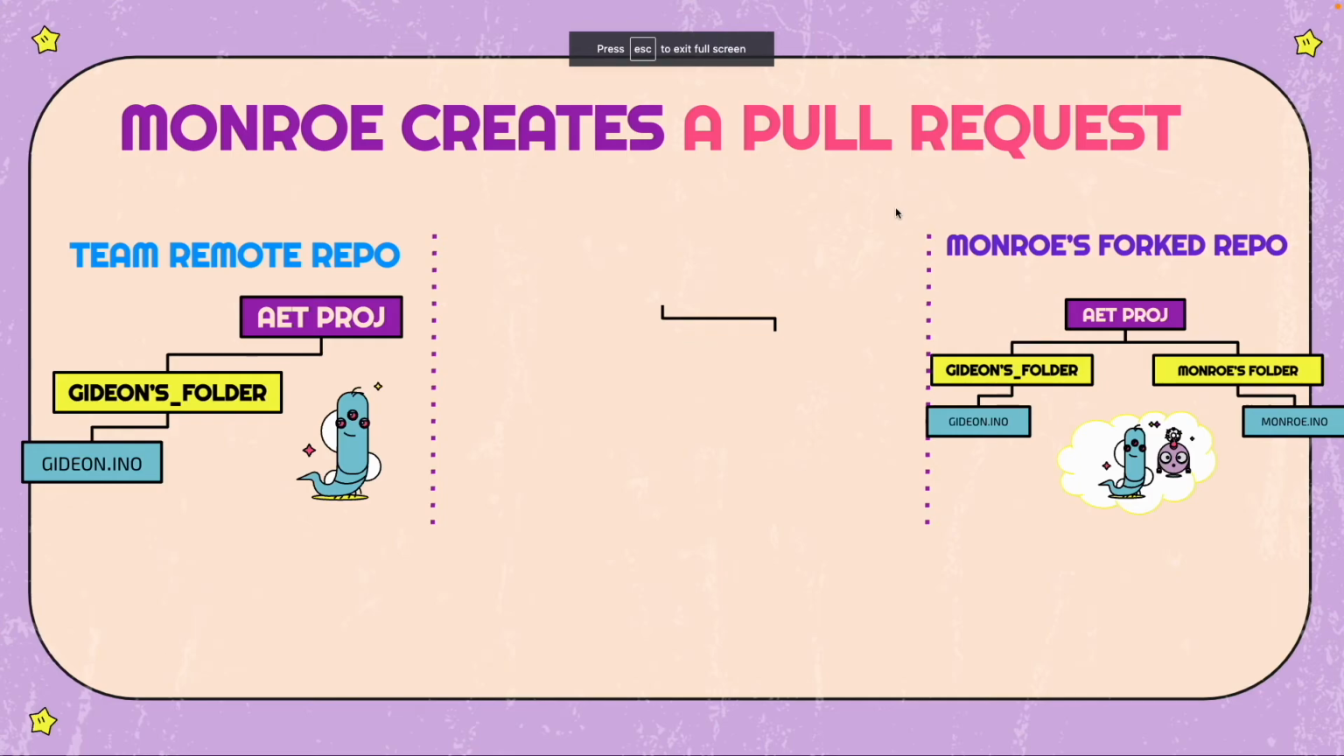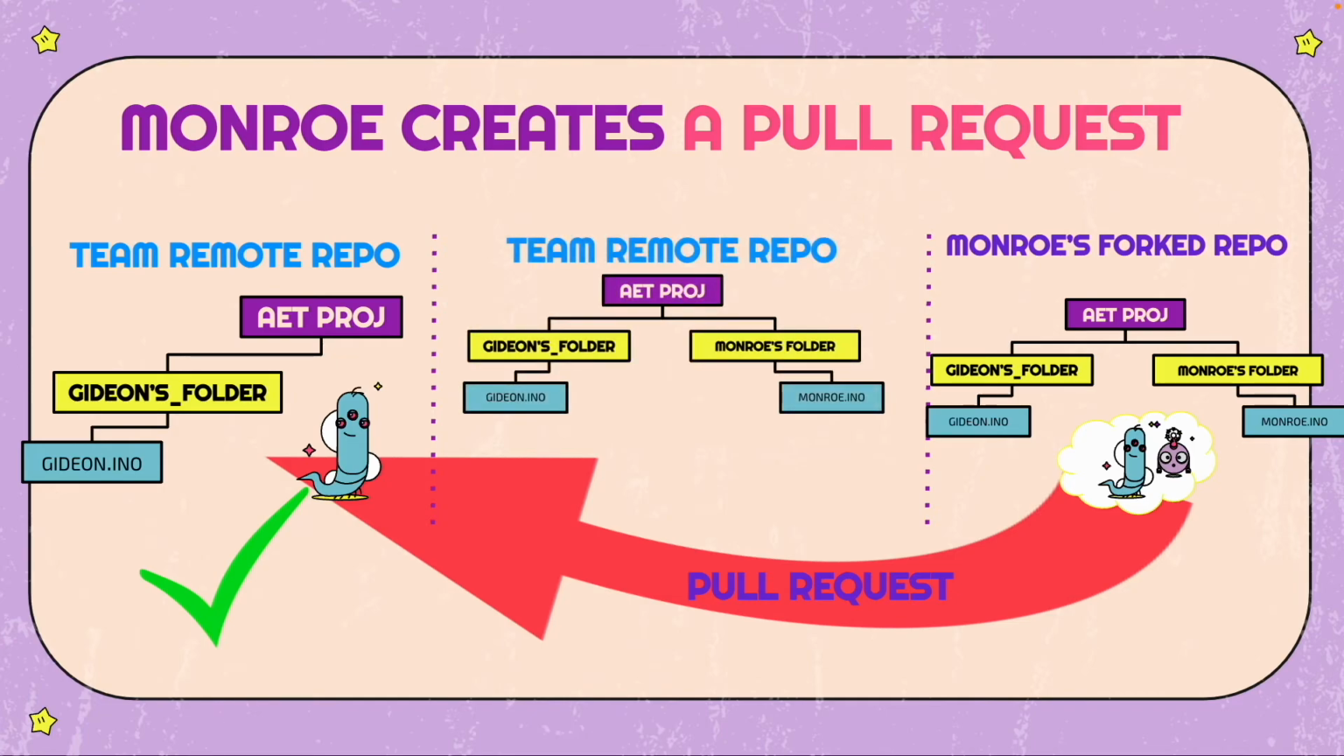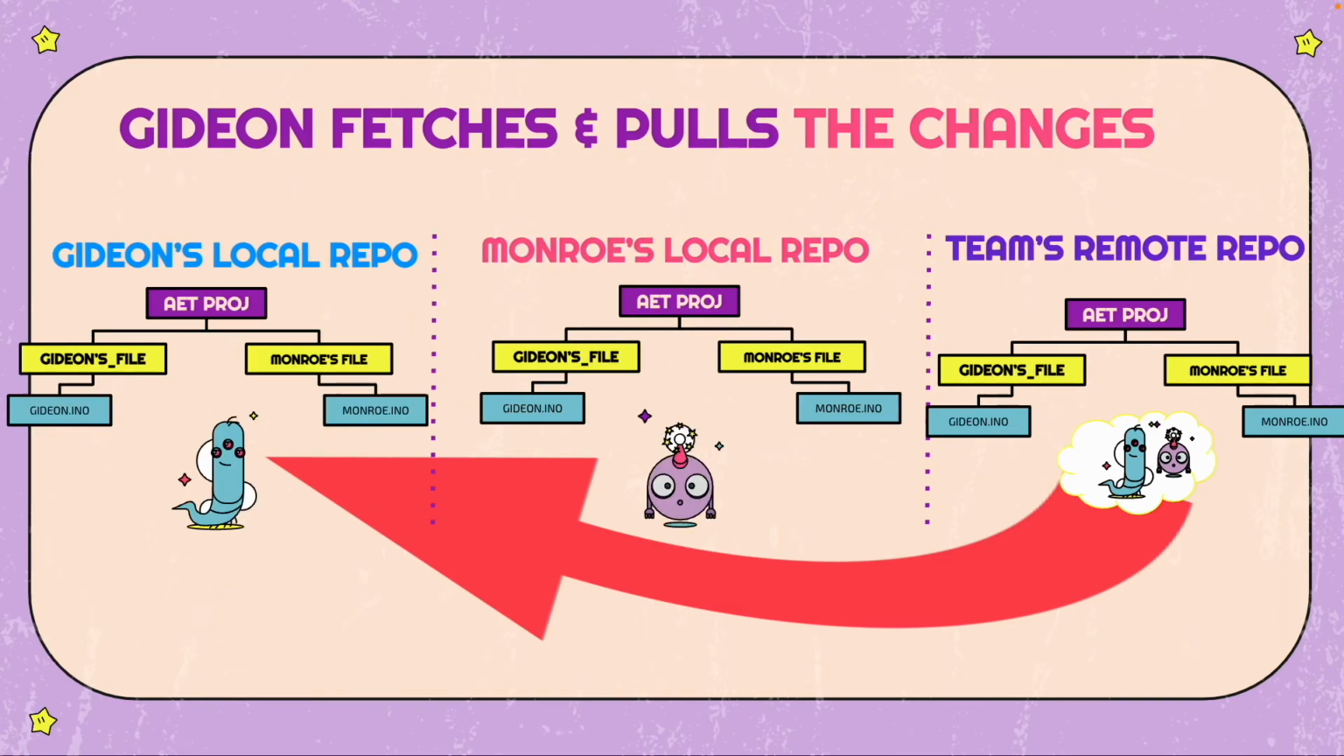So now when we go to that main project, it has Gideon and Monroe's folder. So let's visualize this. Monroe has this forked repo, makes a pull request to Gideon's managed remote repository. Gideon then approved it and merged those changes that Monroe made. And now the team's remote repository is up to date. Gideon still has an outdated version of the project on their local repository. So they're going to need to fetch and pull the changes.